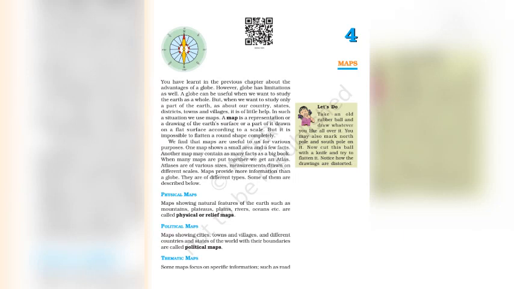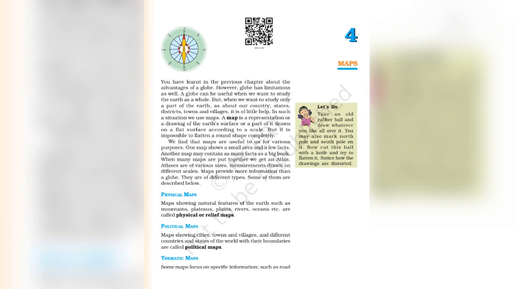Let's start with chapter 4, Maps. We have learnt in the previous chapter about the advantages of a globe. However, a globe has limitations as well. A globe can be useful when we want to study the earth as a whole, but when we want to study only a part of the earth, such as a country, states, districts, towns and villages, it is of little help. In such a situation, we use maps.